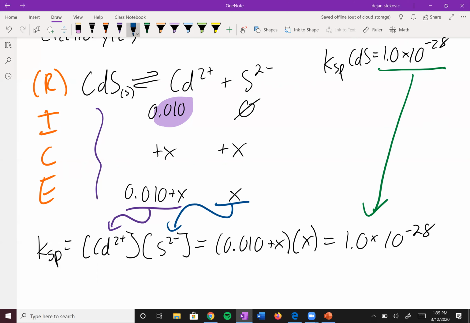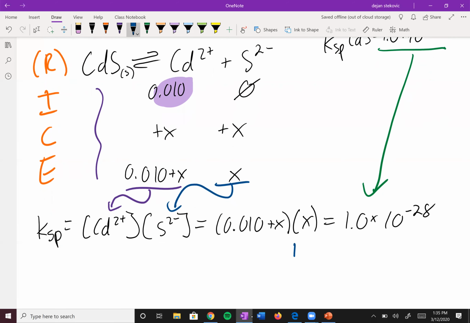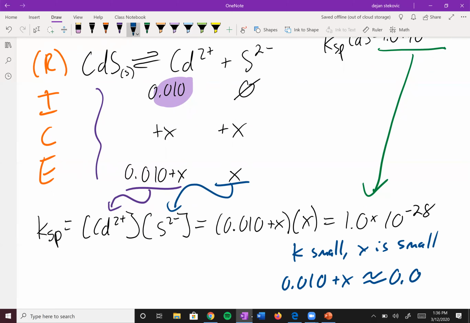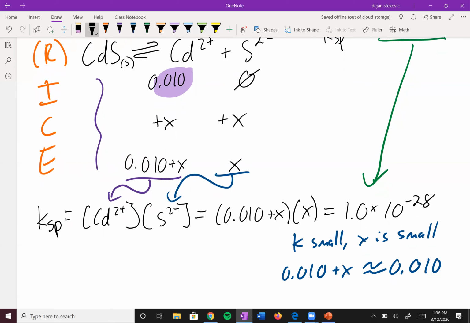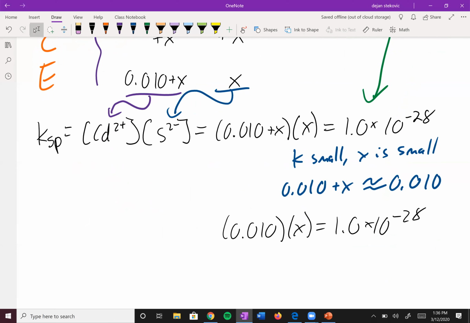Now we just have to solve for x. But what can we do to make our life simpler? Right, we know that K is small, so we know x is small. And so we know the 0.01 plus x is going to be approximately equal to what? 0.01. So then we can just say 0.010 times x is equal to 1.0 times 10 to the negative 28. You really shouldn't even need a calculator for this. It's 1.0 times 10 to the negative 26, right? But you can use a calculator. It's not a math class. Don't worry about it.